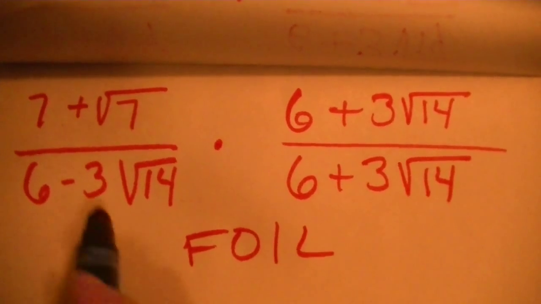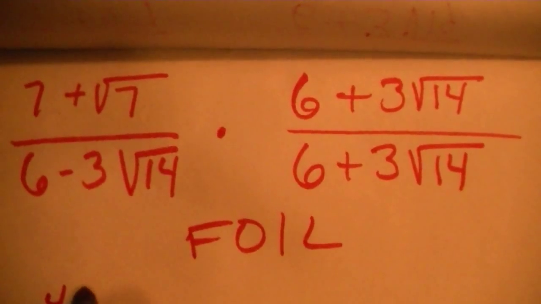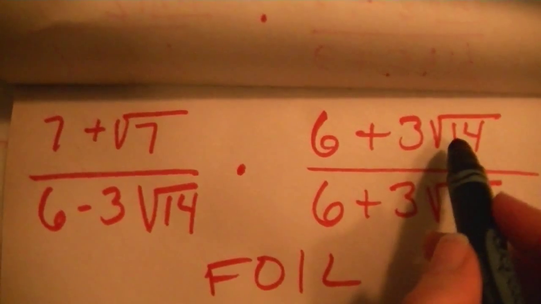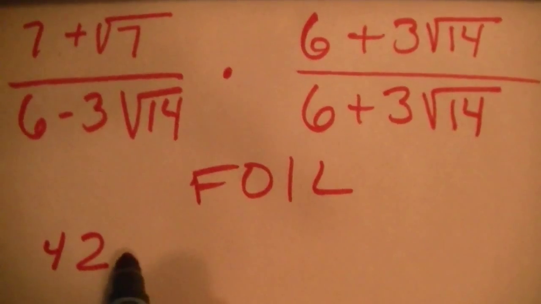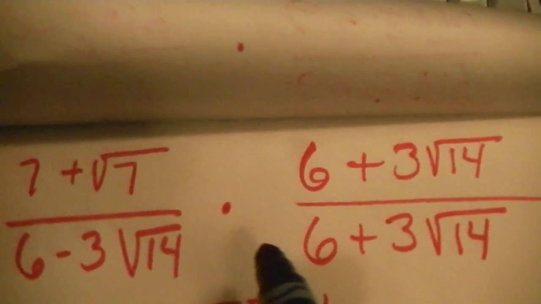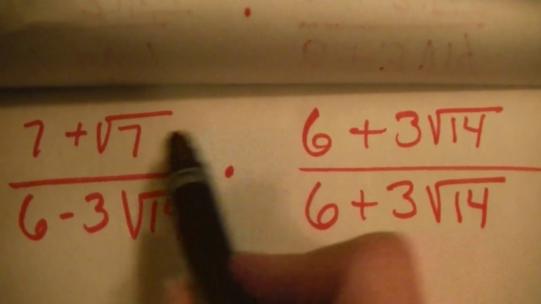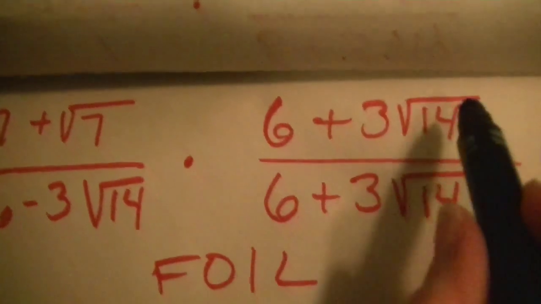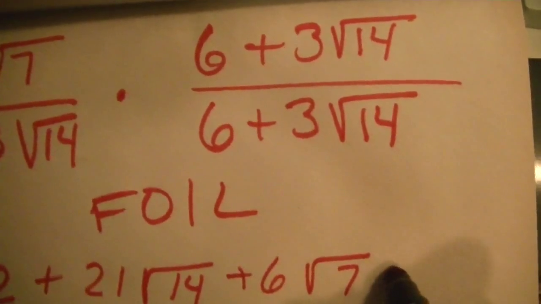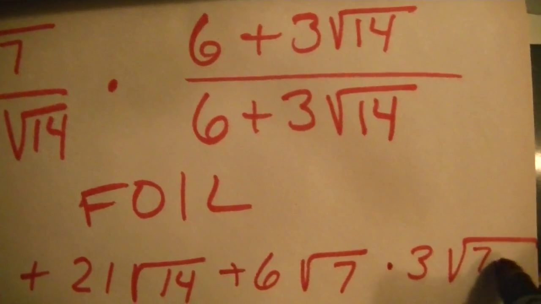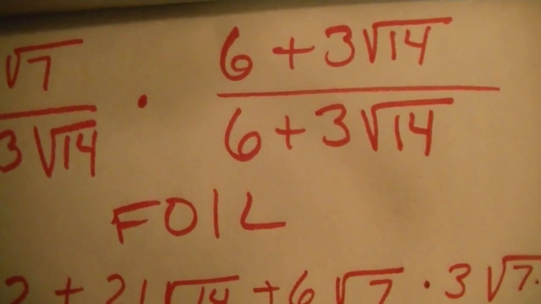So 7 times 6 is 42. Then the outer ones, so 7 times, this is the other outer one, 7 times 3 square root 14. So that'll give me 21 square root 14. And then the inner ones, which is the square root of 7 and 6, which is just 6 square root 7, because it's 6 times 1 is just 6. And then the last terms, so square root of 7 times 3 square root of 14. And that's 3. And you can multiply what's inside the radical, but I'm going to write it as 7 times 14 right now. I might change that later.